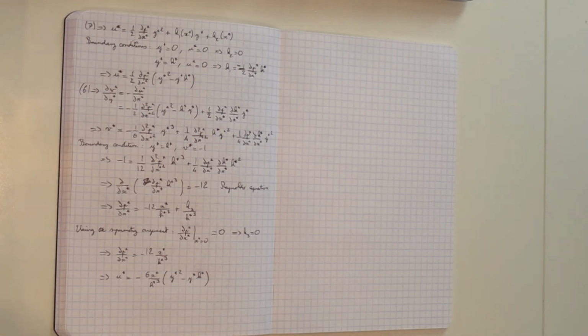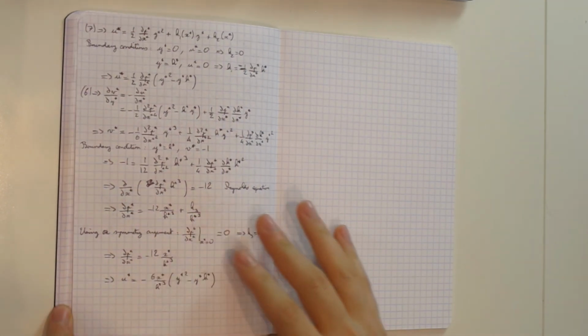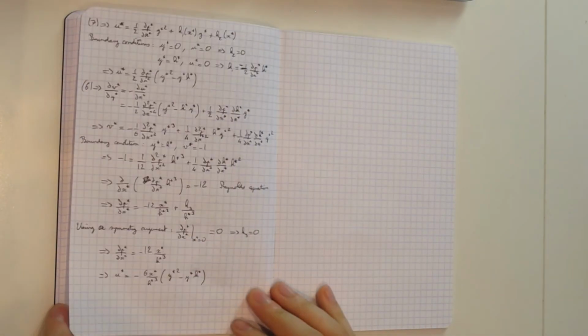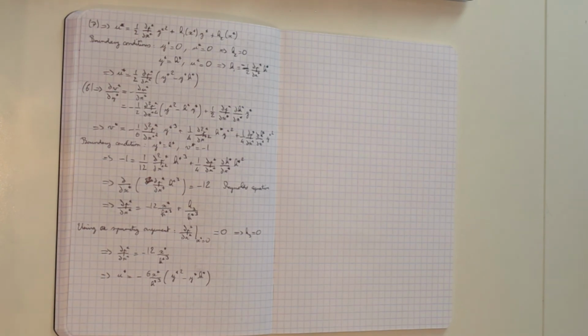I just wanted to bring this problem to a point where it's essentially cracked, and the other quantities just follow, and this is what I've done in this video. This concludes this video on the flow around a cylinder approaching a wall.